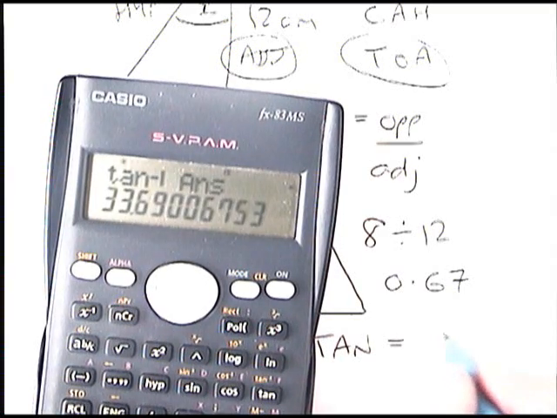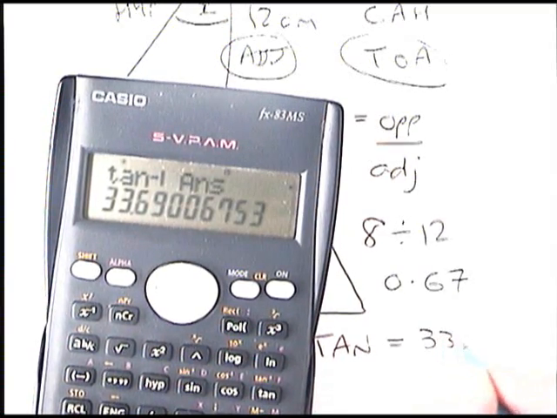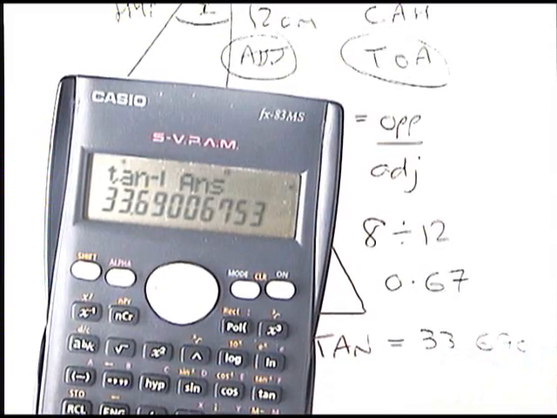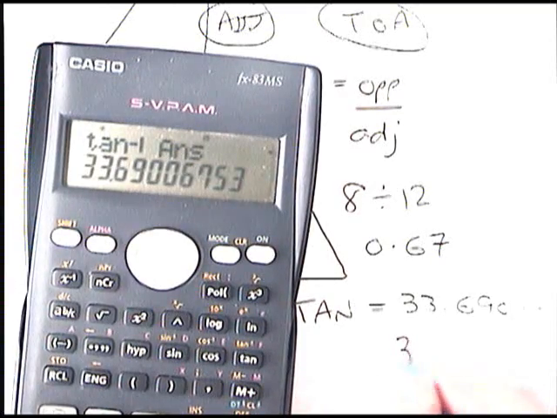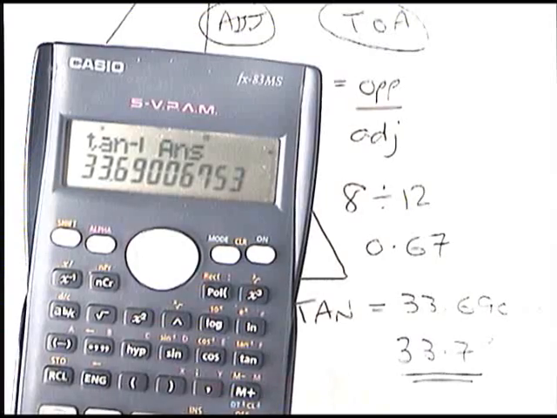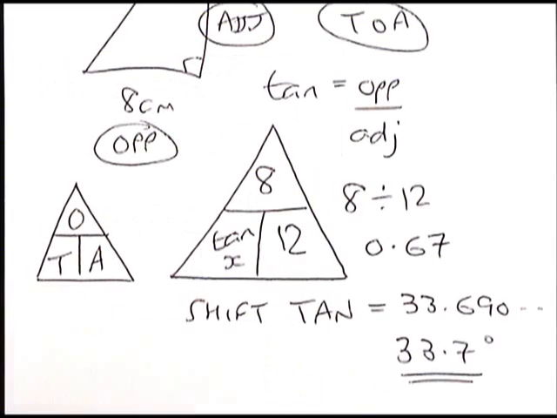So the answer the calculator is giving here is 33.690 something. Doing an angle to 1 decimal place is normally sensible. So to 1 decimal place, that's 33.7 degrees. That's our final answer for that question.